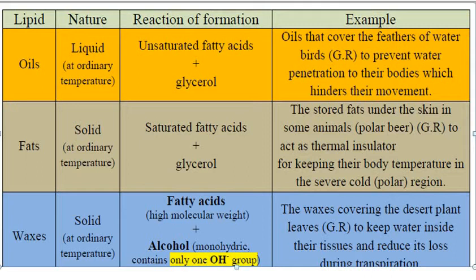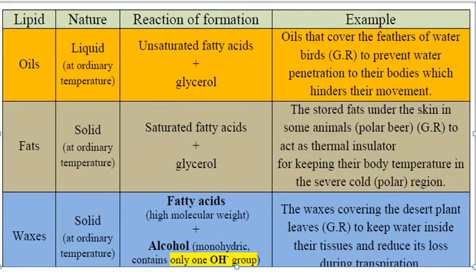We will continue again with lipids. As we said before in the Zoom session, we have three types of lipids, which are simple lipids, derivative lipids, and complex lipids. Simple lipids are like oil, fats, and wax. And we said that oil in nature is liquid as it contains unsaturated fatty acids which contain a double bond, and also contain glycerol. And this oil is found in the feathers of water birds to prevent any penetration of water into their bodies.